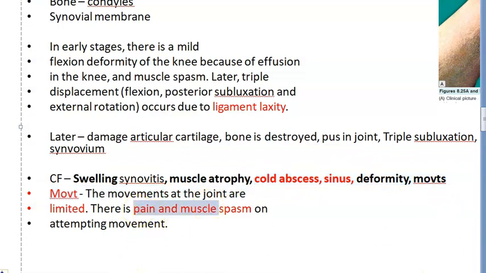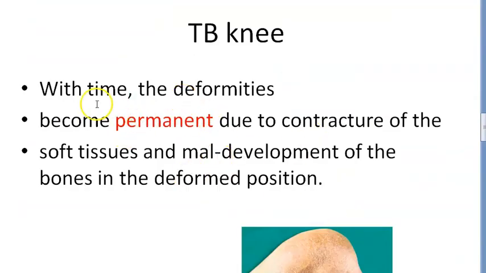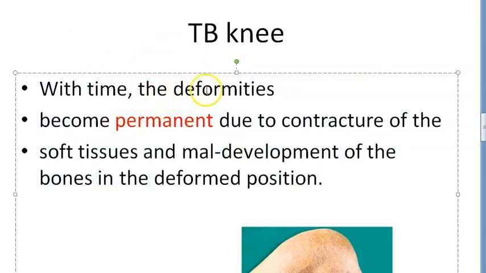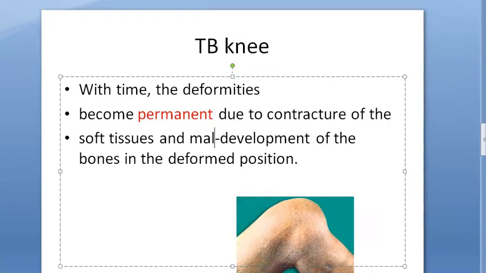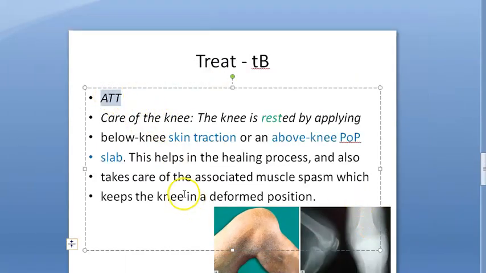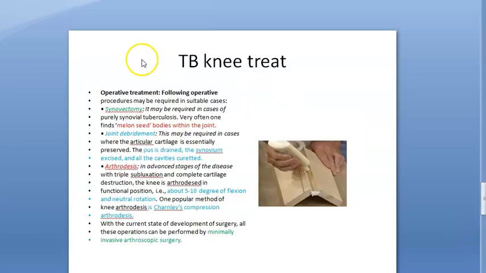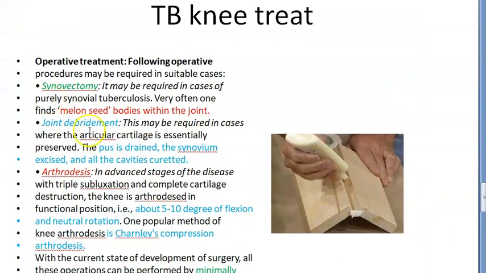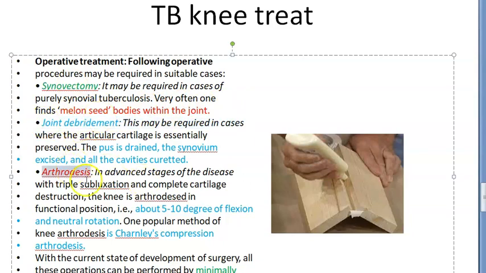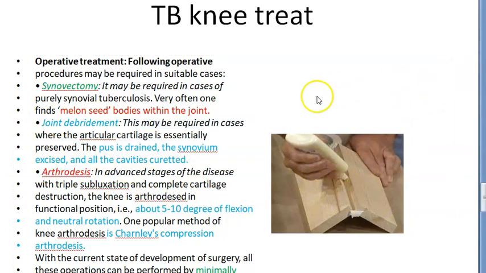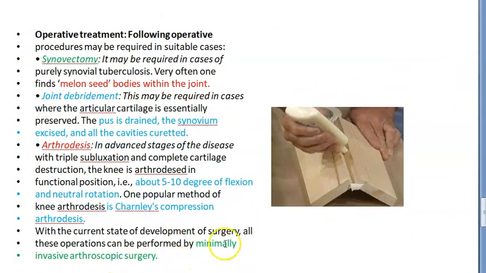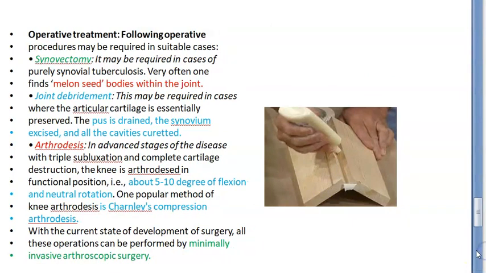Pain, muscle spasm, etc. So what will you do? You will take that X-ray like we showed you, and you will do anti-tubercular tests and all that. If you leave it like this, what will happen? The deformities can become permanent. So how will you treat? You will give anti-tubercular drugs. You will put the knee at rest using skin traction or slab, right? And then you can also think about synovectomy and joint debridement. When you do synovectomy, you can see melon seed bodies within the joint. With joint debridement, you can remove the pus, etc. Arthrodesis, where nothing works, you can fuse the joint like this. Charnley's compression arthrodesis, and then nowadays there is minimally invasive arthroscopic surgery.